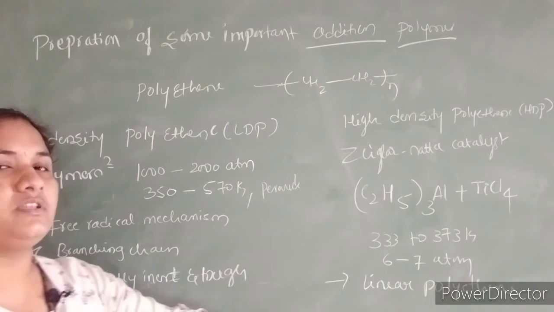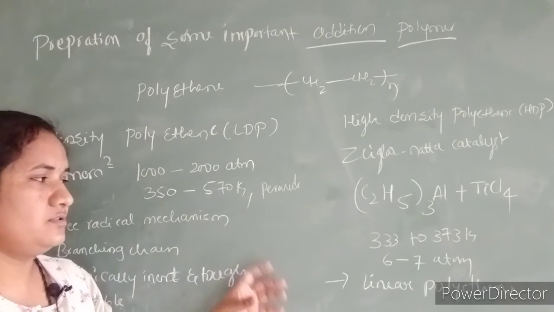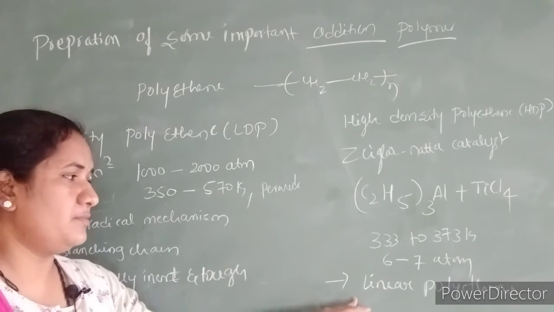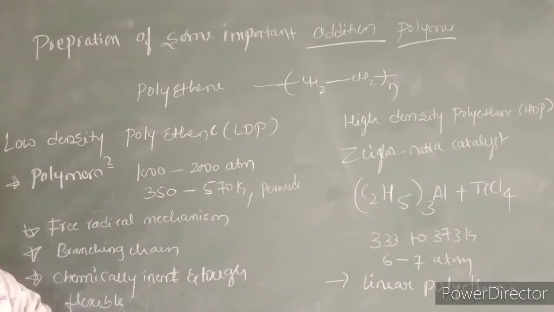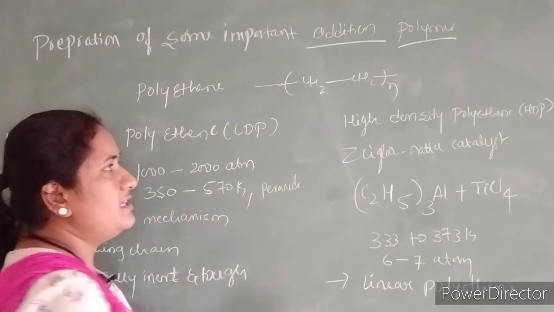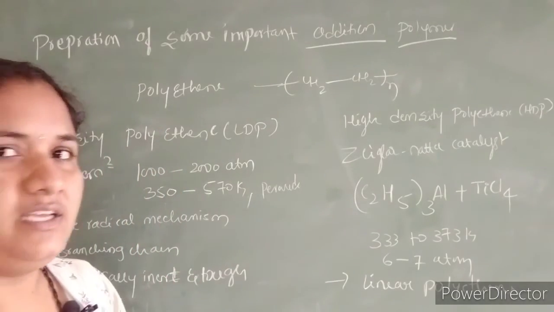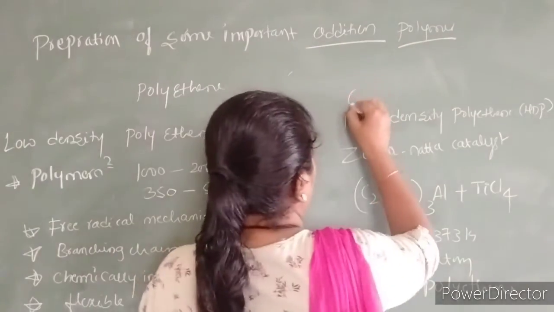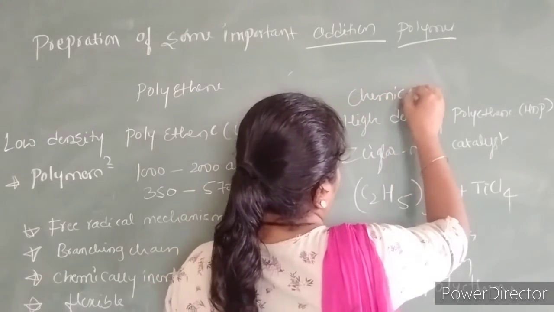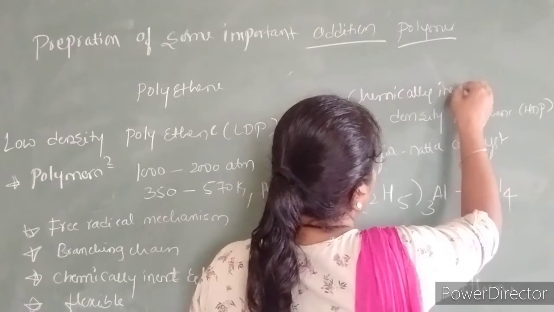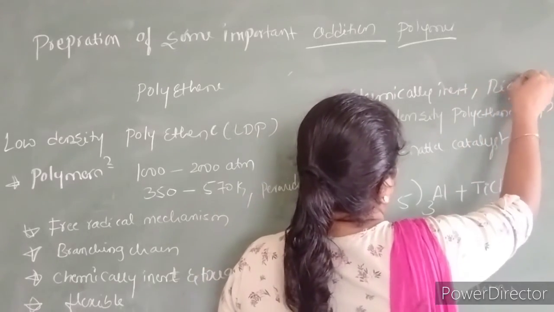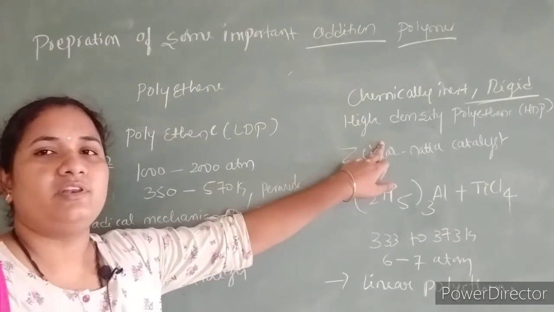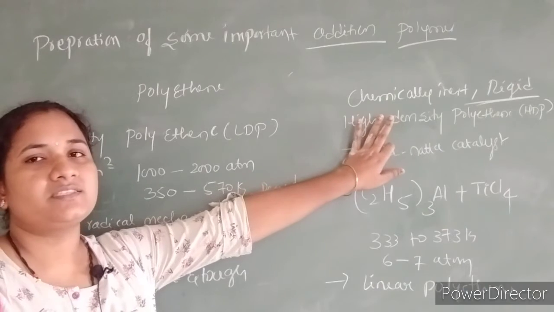It is due to the close packing of ethene molecules. Each ethene molecule is arranged in a closed manner. As a result, we get the formation of linear polyethylene, and it is also chemically inert in nature. This high density polyethylene is also chemically inert, but it is rigid in nature. It is rigid, so we can't flex this polyethylene molecule, which is why it is called a rigid one.